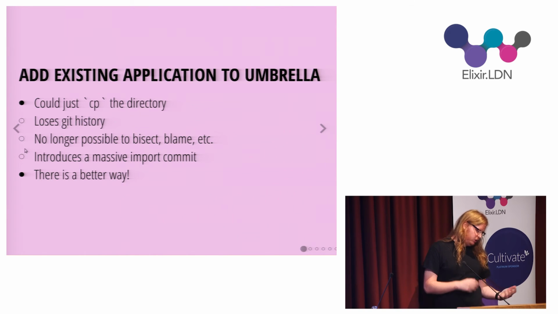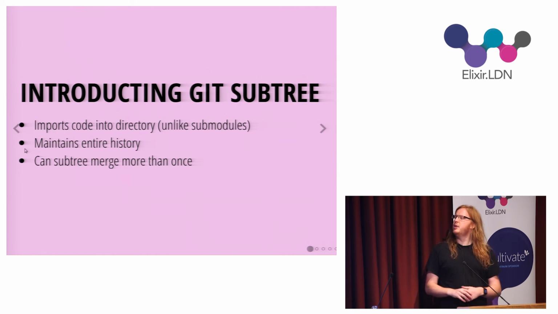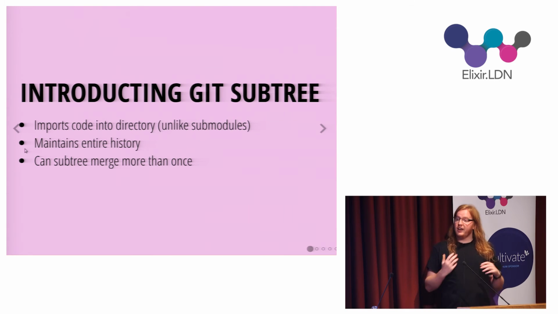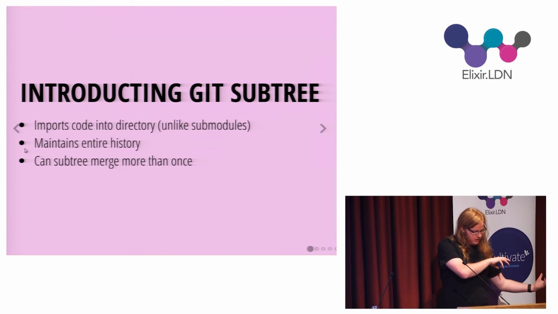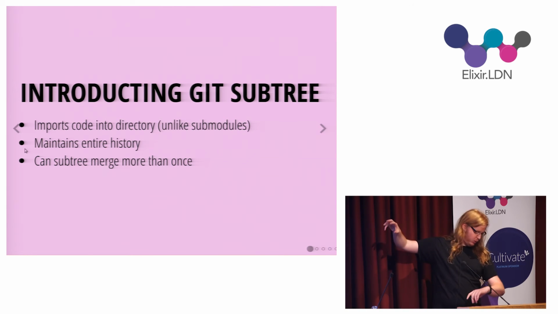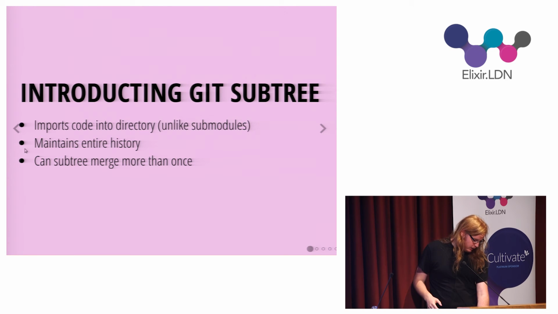But if you just CP it again, you've got this massive import commit, and it doesn't really make much sense. It's difficult to find anything in there. And there's a better way that's pretty cheap as well, so I would use that. And the better way is it's called git subtree. And the way git subtree works, it's unlike a git submodule, which is like a reference to a commit somewhere. A git subtree will import the code into your directory, and it will do so by maintaining the git history. And you can subtree merge more than once as well, so maybe you've got like a long-running application in a different repo somewhere. You can keep subtree merging it in to keep it updated.